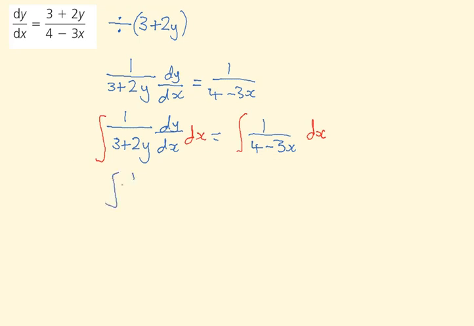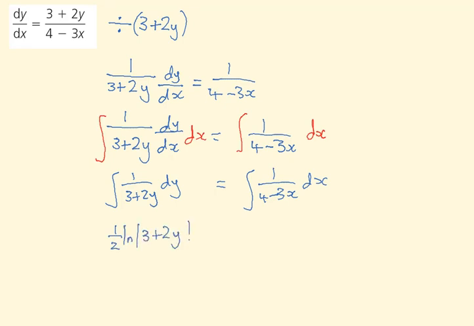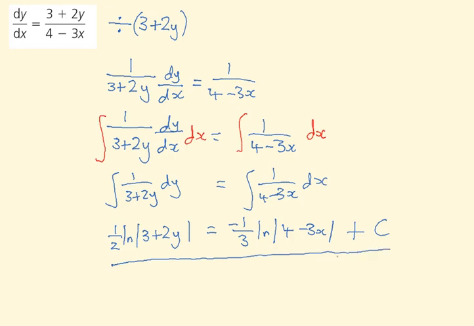So we're now going to integrate 1 over (3 plus 2y) with respect to y. And that's going to be equal to the integral of 1 over (4 minus 3x) with respect to x. These are pretty straightforward integrals. You end up with a half ln(3 plus 2y) equals minus a third ln(4 minus 3x) plus your constant c. And that's it. You don't need to rewrite it. You don't need to put it in terms of y equals. That is essentially your solution to this equation.